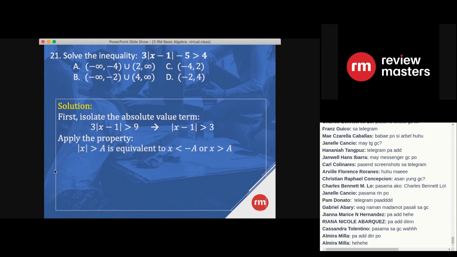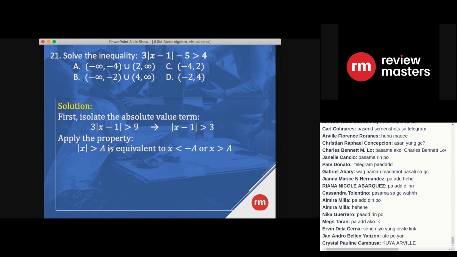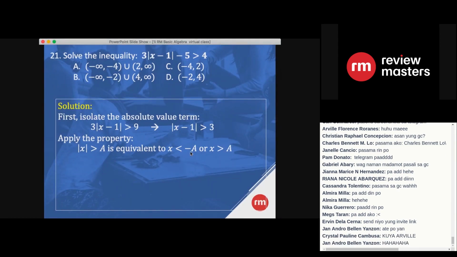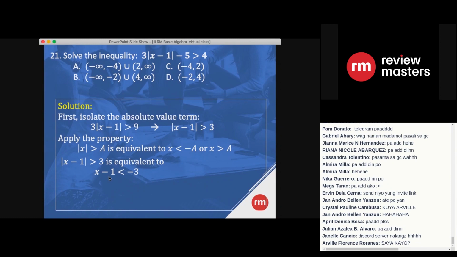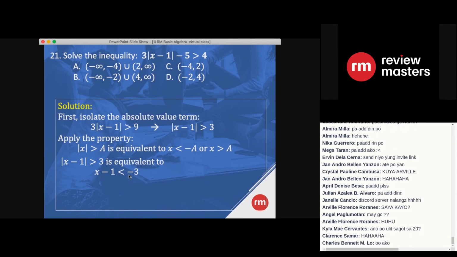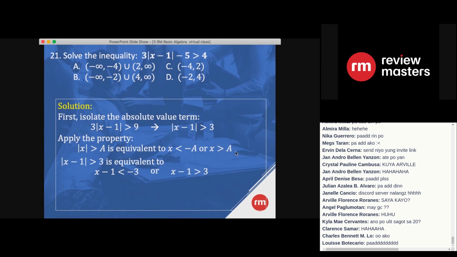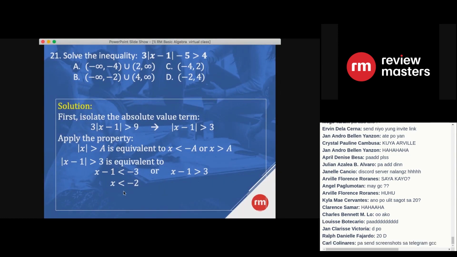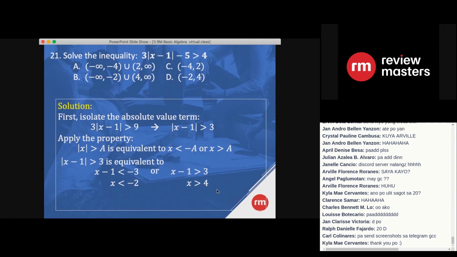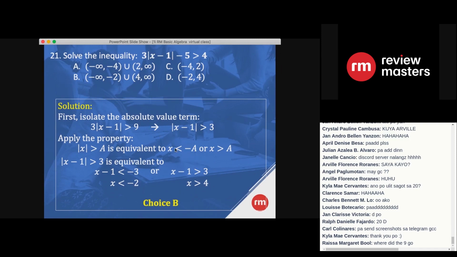Apply the property. So, absolute value of x, since this is greater than a, so it is equivalent to x is less than negative a, or x is greater than a. So, here, absolute value of x minus 1 is greater than 3 is equivalent to x minus 1 is less than negative 3, or x minus 1 is greater than 3. Okay? Solving for x, x is less than negative 3 plus 1, which is negative 2, and x is greater than 4. So the choice is letter B. So from negative infinity to negative 2, union 4 to positive infinity. The choice is letter B.